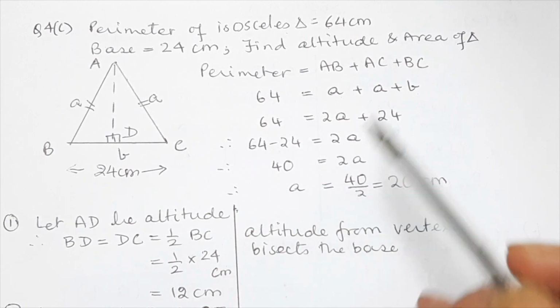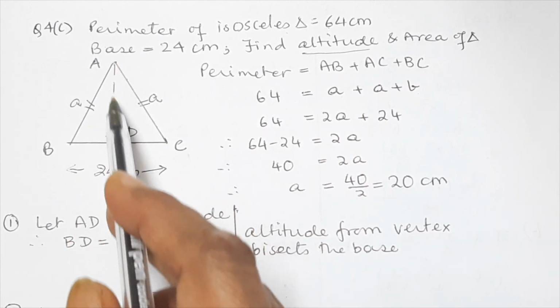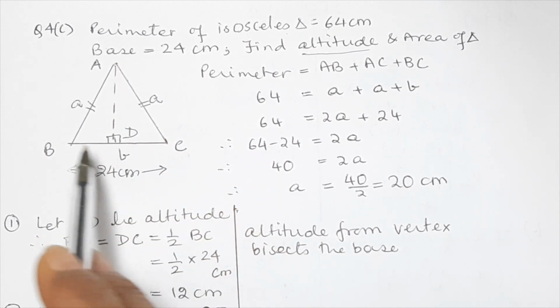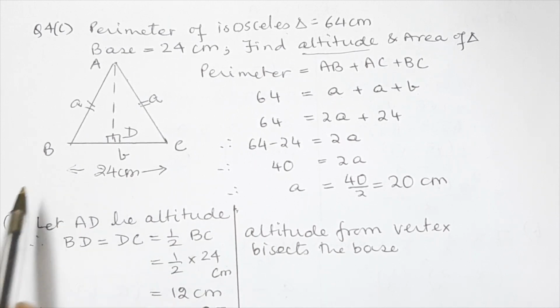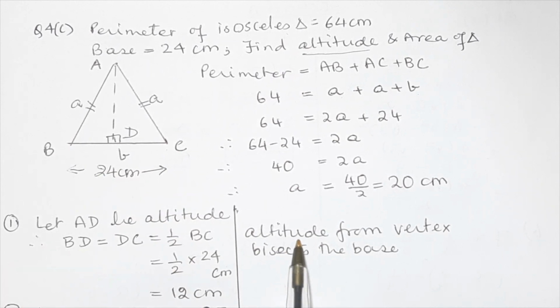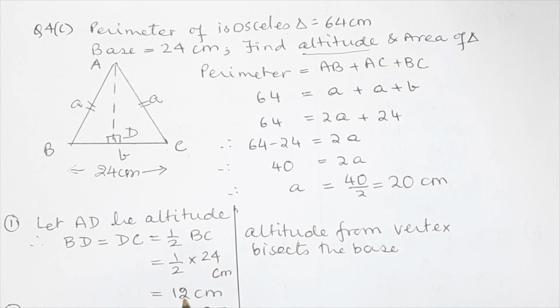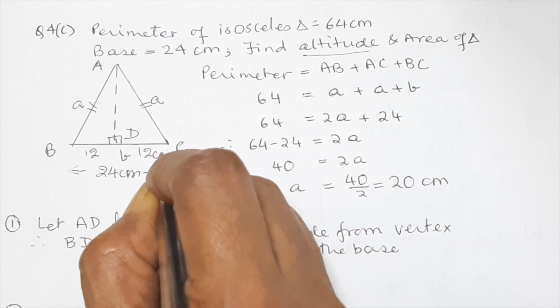Now we are expected to find the altitude. So altitude means you'll have to drop the perpendicular. So we will draw AD, which is perpendicular to BC. Let AD be the altitude. So BD equal to DC will be half of BC, because altitude from the vertex bisects the base. So each one of them will be half of 24. So we write like so. Okay, so this is 12 and this is 12 centimeter.